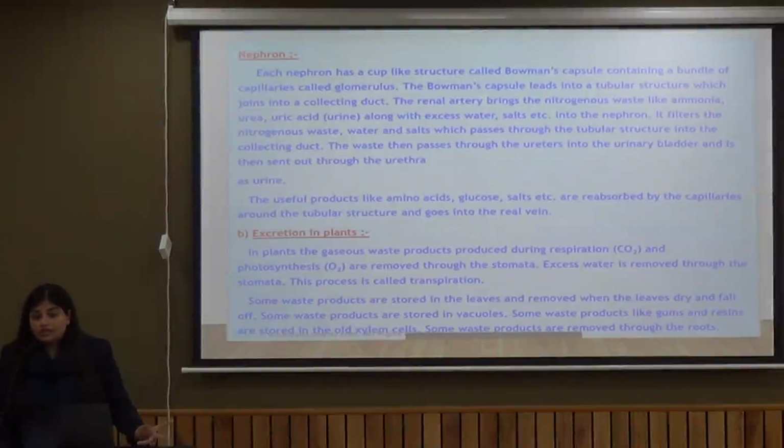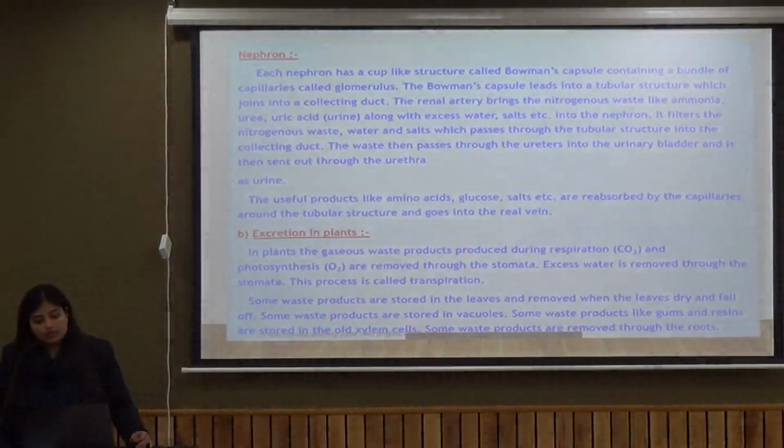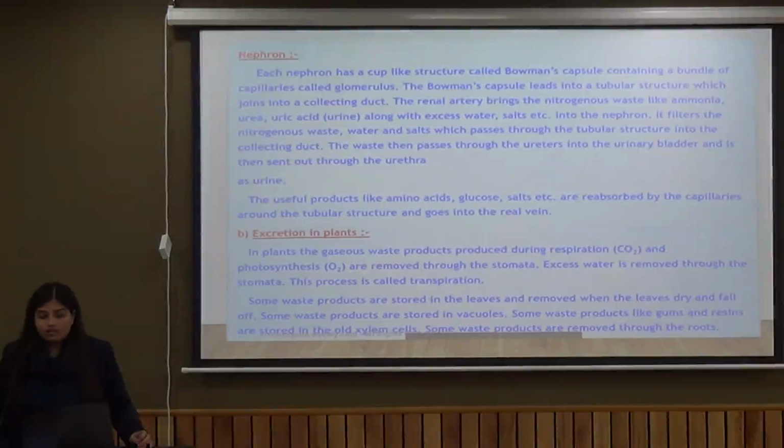Then the plants also respire, so carbon dioxide is released, so that is also a waste product released through the stomata. Then water continuously is removed from the plants through transpiration, so that is also an excretory product in the plants. Then some waste products are stored in the leaves and removed when the leaves dry and fall. You must have seen leaves drying and falling off, so that is also a part of the excretory system in plants. And some waste products are stored in vacuoles, and also some waste products like gums and resin are stored in old xylem cells, and some waste products are removed through the roots.